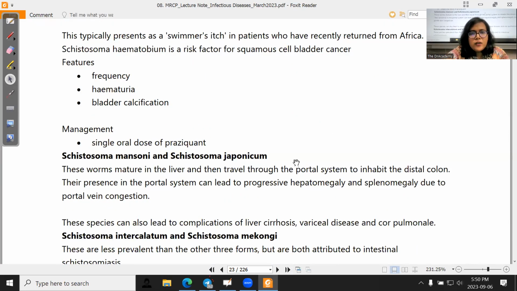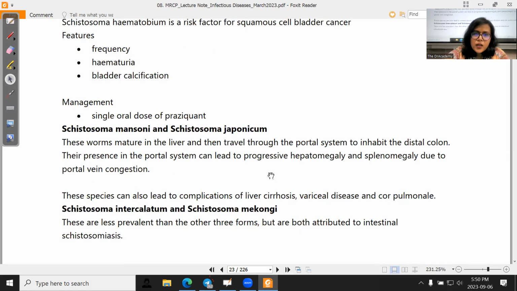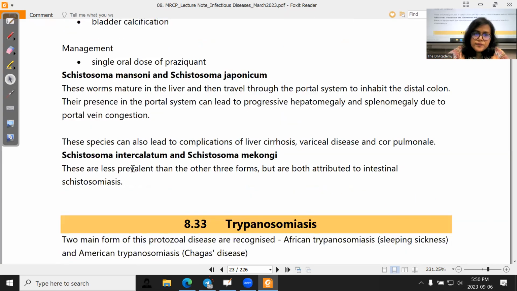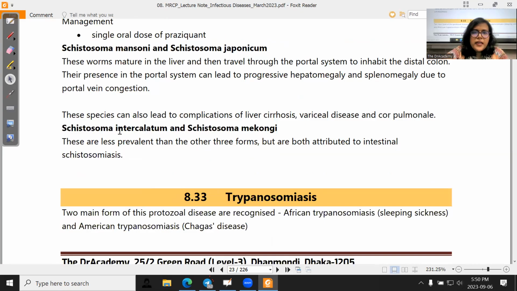Mansoni and japonicum can mature in the liver and travel through the portal system to inhabit the distal colon. So they can cause colitis and they can cause features resembling that of CLD because they will be invading the portal system, causing portal obstruction, thereby mimicking the portal hypertension caused by CLD as well. Progressive hepatomegaly, splenomegaly due to portal vein congestion, okay? And for the intercalatum and the Mekong, it's not really that important.